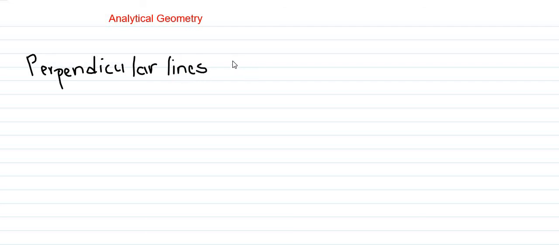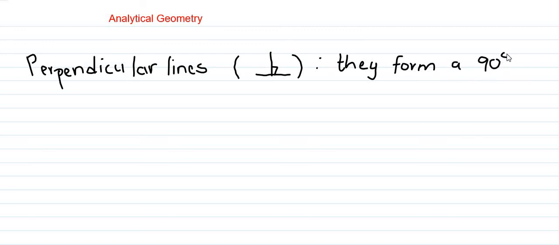And then if lines are perpendicular, we represent it with this symbol. It means that wherever they meet, they form a 90-degree angle. So wherever they meet, they form a 90-degree triangle, I mean 90-degree angle.